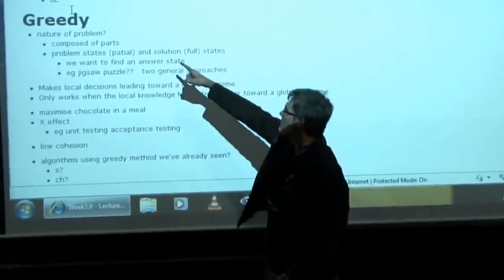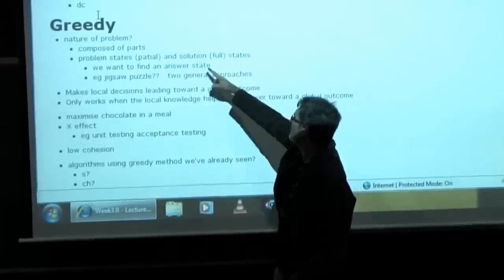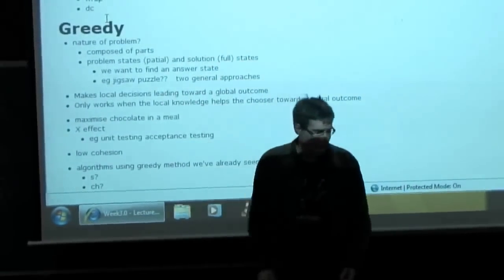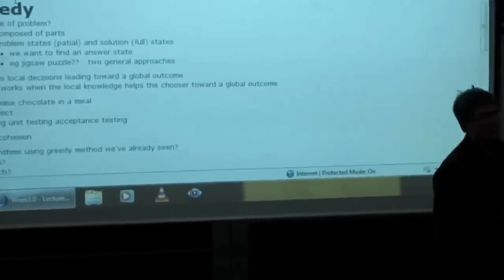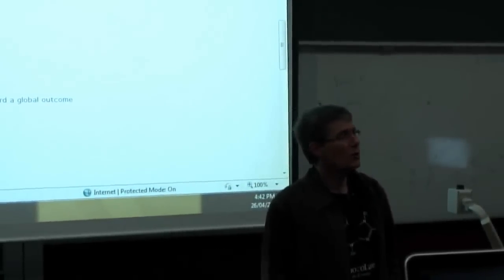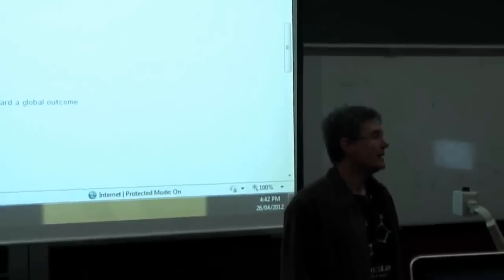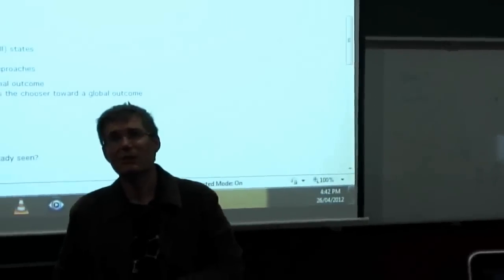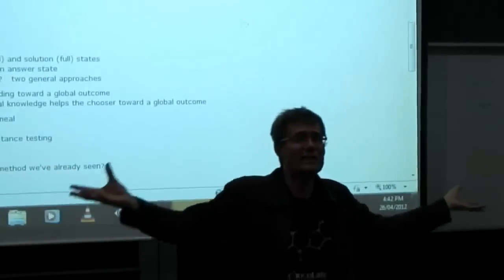So, nature of the problem. It's composed of parts. The problem has partial problem states and solution states. We want to find an answer state. A jigsaw puzzle. Are you going to solve a jigsaw puzzle in a greedy fashion? Is it possible? Or would you solve it in a brute force fashion? Or would you just buy it already made and cut the lid out of the box and say that's the answer? Or pay someone else to do it. There are all these ways of unanswering the question.